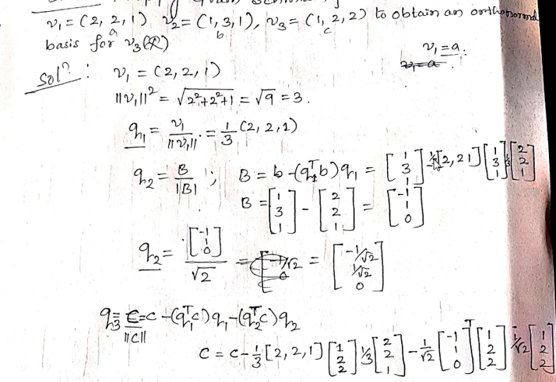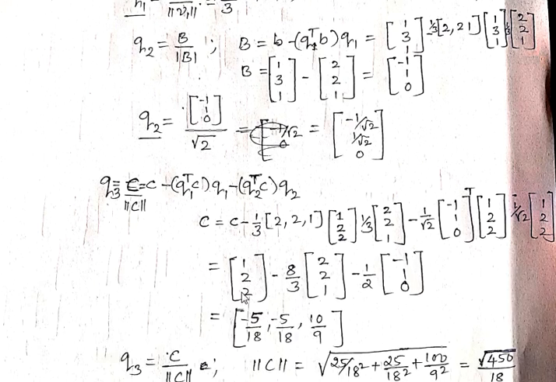So it is 1 by 3. This B is written as minus 1 by 3 times (2, 1, 2), because these are all column matrices, column vectors. Then (1, 3, 1) is the value of this B itself, and when we multiply by Q1 and subtract, we get this value. Q2 is nothing but B by the magnitude of B. When we do it, we get this column.